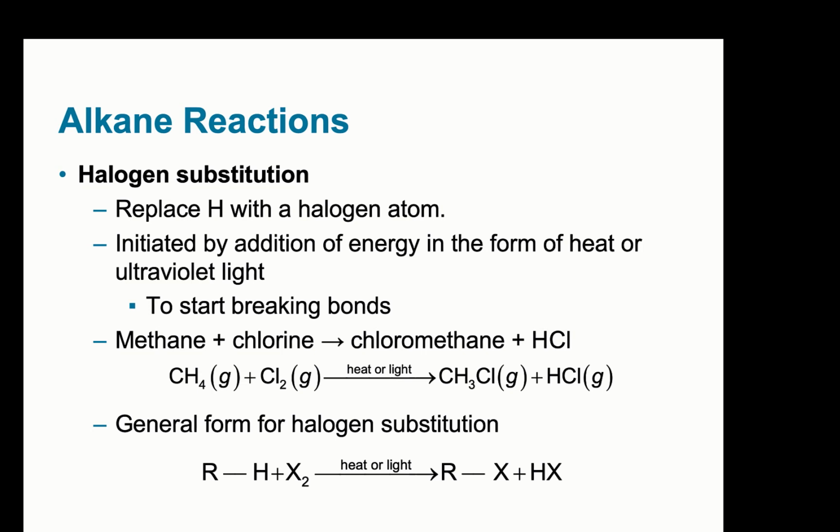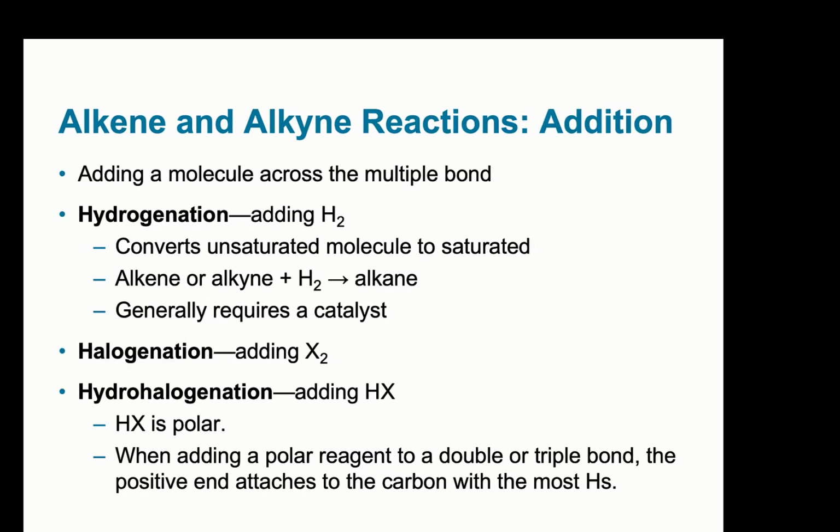And you can have halogen substitution. So you can use heat or UV light. UV light can break bonds. And so for instance, methane plus chlorine can form chloromethane, and hydrochloric acid. Actually, methylene chloride, I'm sorry, it's CH2Cl2. I beg your pardon there. So chloromethane there, and hydrochloric acid. So that's the general formula down there.